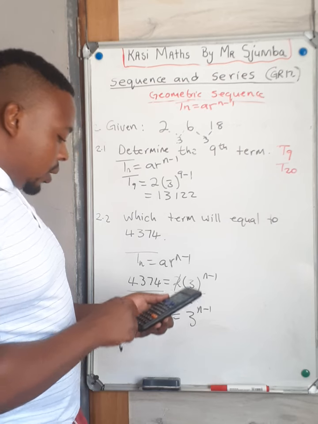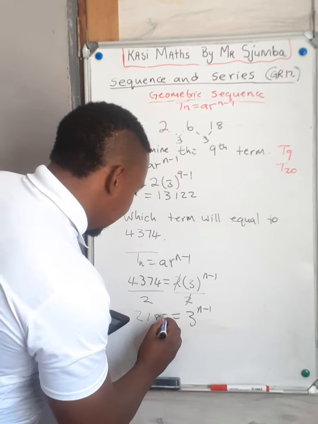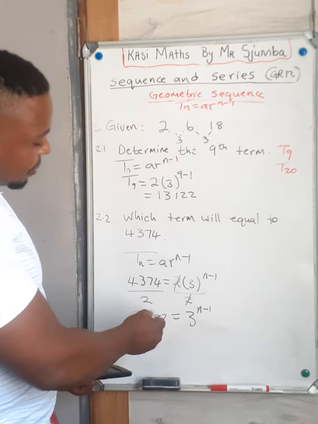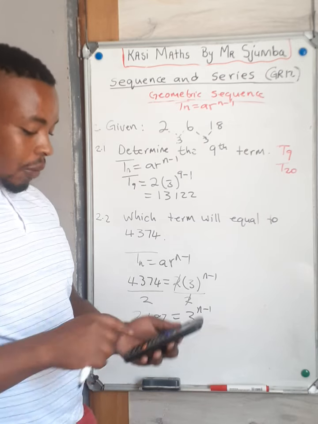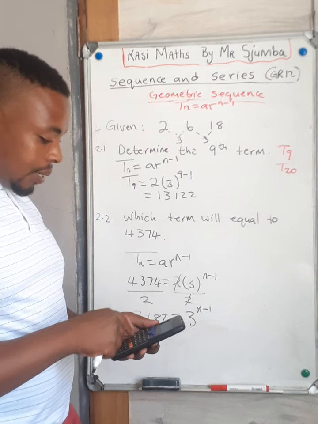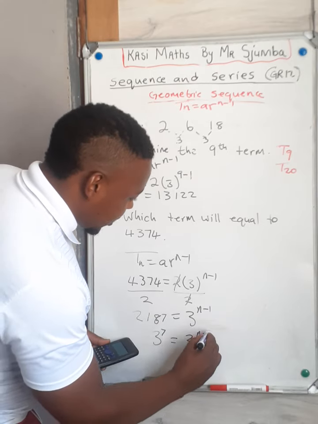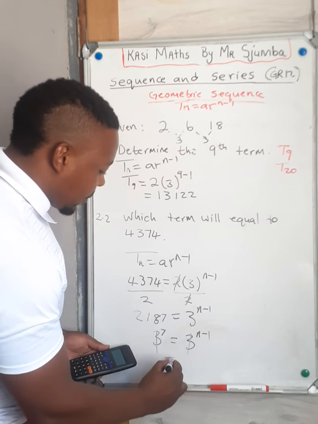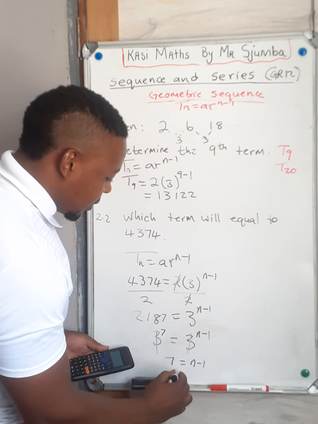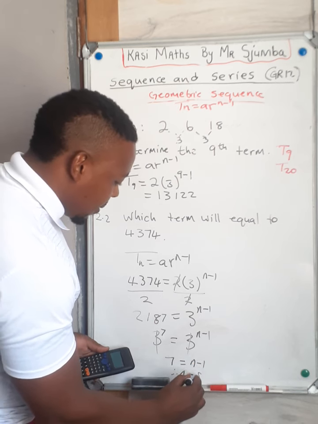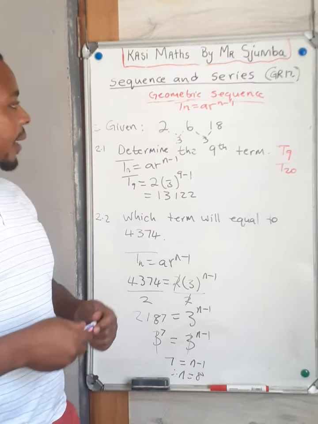So 4374 divided by 2, we have 2187. So here we must make the bases the same. As I said, 3 raised to something. So I was checking, it's 3 raised to 7. 3 raised to 7. Now 3 raised to n minus 1. Drop the bases, so 7 is equal to n minus 1. And therefore n will equal 8. So that's how we do it.